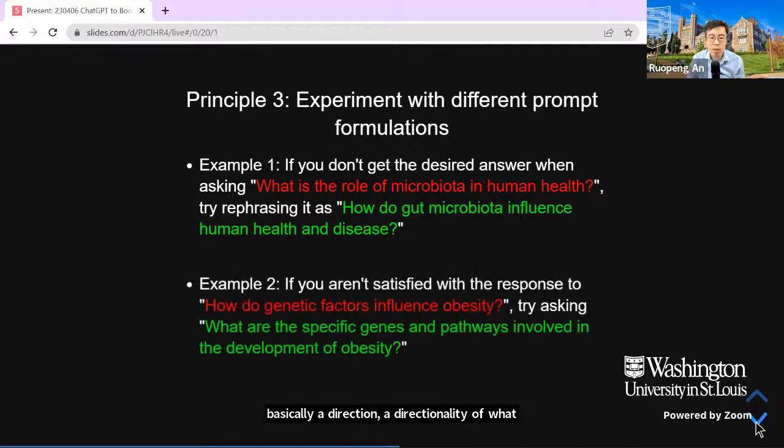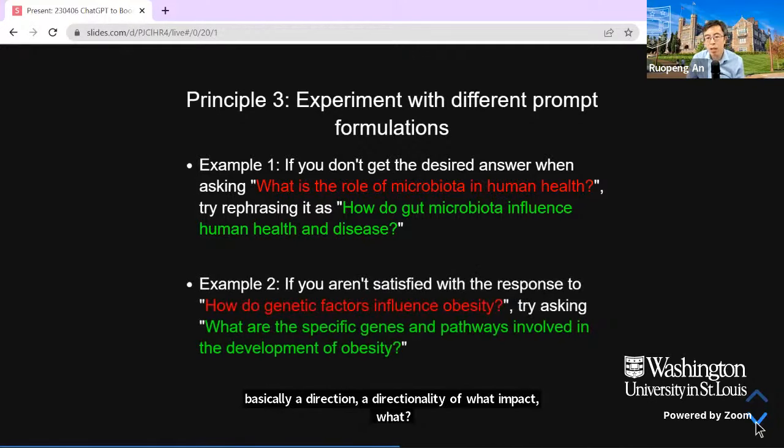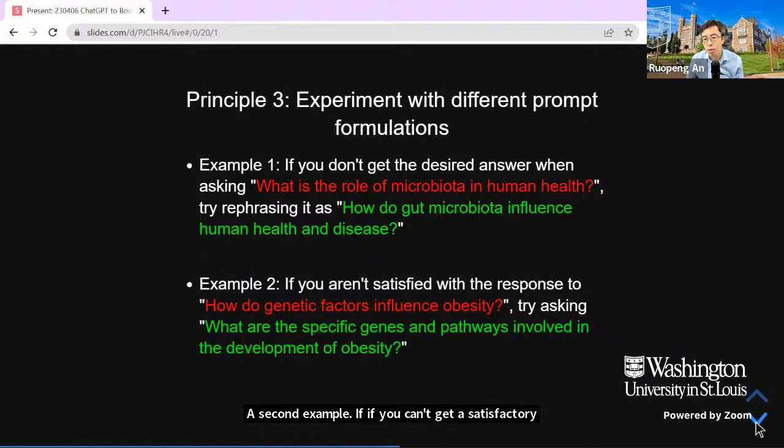A second example, if you can't get satisfactory results from asking the prompt, how do genetic factors influence obesity? You can try a different formulation. For example, what are the specific genes and pathways involved in the development of obesity?